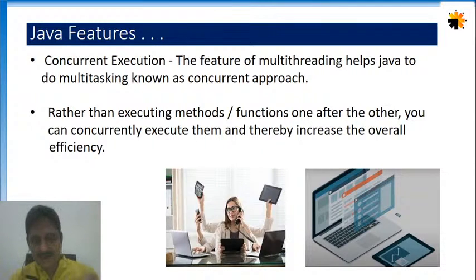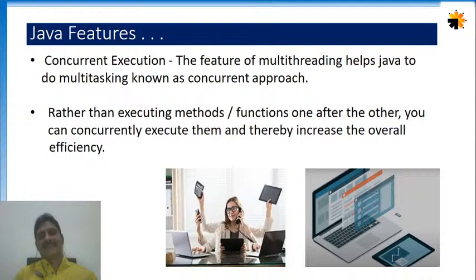In terms of Java, every task is called a thread. Don't get confused about what a thread is, thinking this is a new technology you never heard about. In Java, every task is called a thread. If we use multiple tasks, we say multiple threads. While developing the application, we will not call it a task, but we call it a thread. So the feature of multithreading helps Java to do multitasking, which is also known as the concurrent approach.